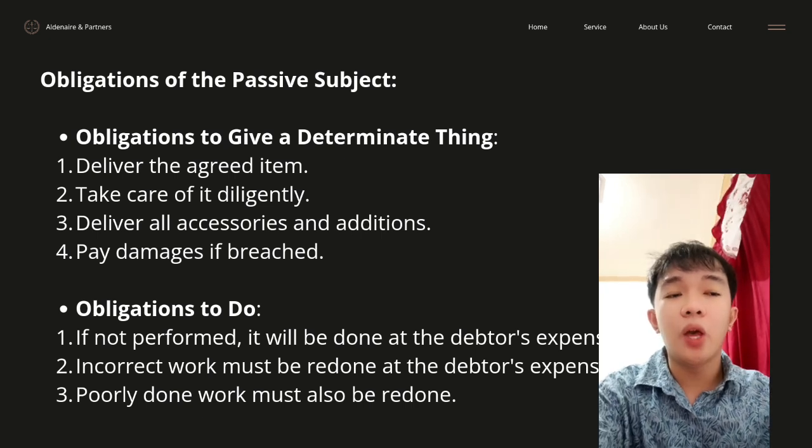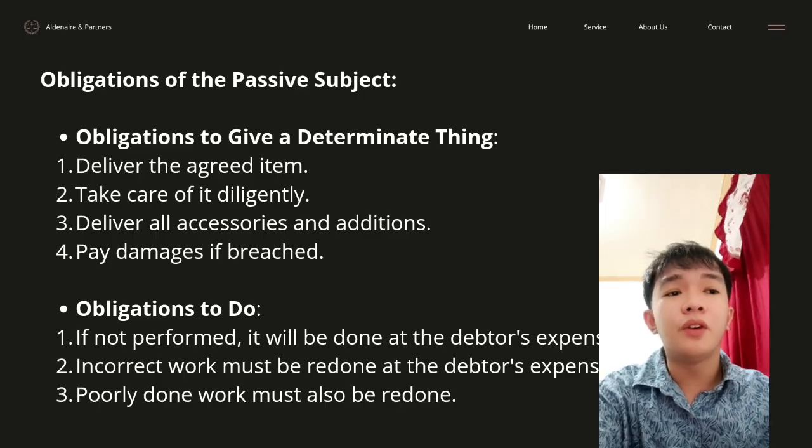Obligations to do: when the debtor is required to perform a certain action or task. If not performed, it will be done at the debtor's expense. If the debtor does not carry out the required action, they are responsible for the cost of having someone else perform it. Incorrect work must be redone at the debtor's expense.